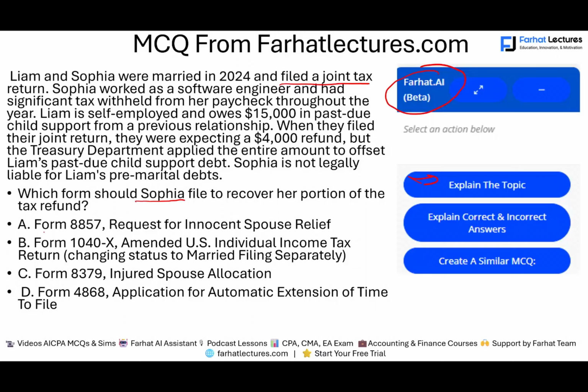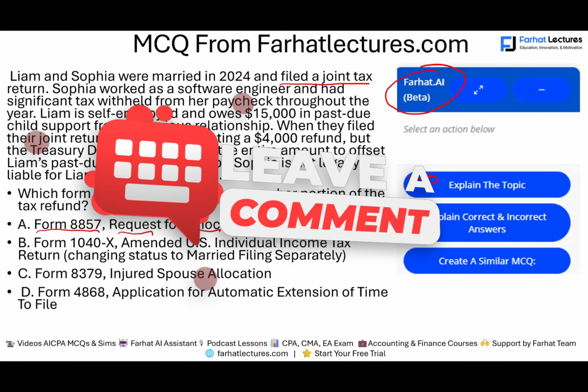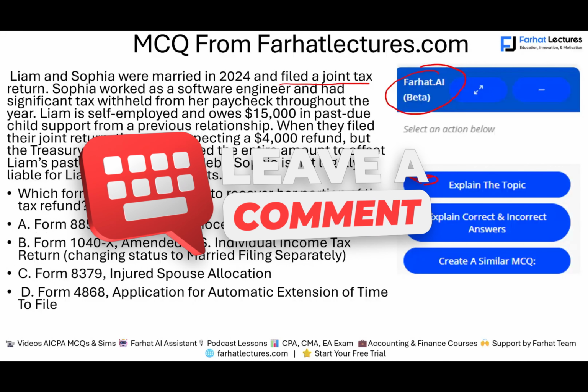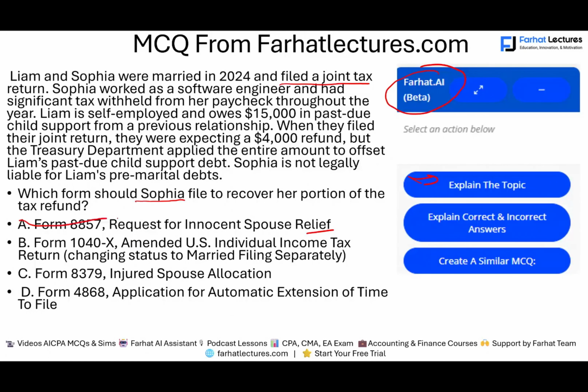Is it A, Form 8857, Request for Innocent Spouse Relief? Now, this is very tempting because there's relief, spouse, innocent. You would think that's the case. No, this is not an innocent spouse relief situation. Innocent spouse relief is when there is fraud or errors on the return. A is out. It's a tricky answer choice.